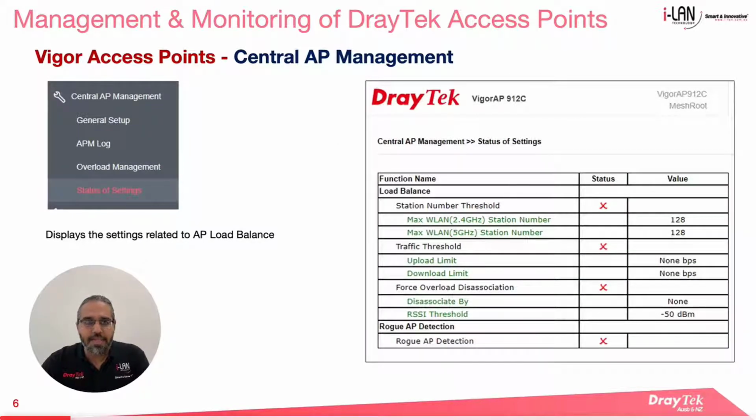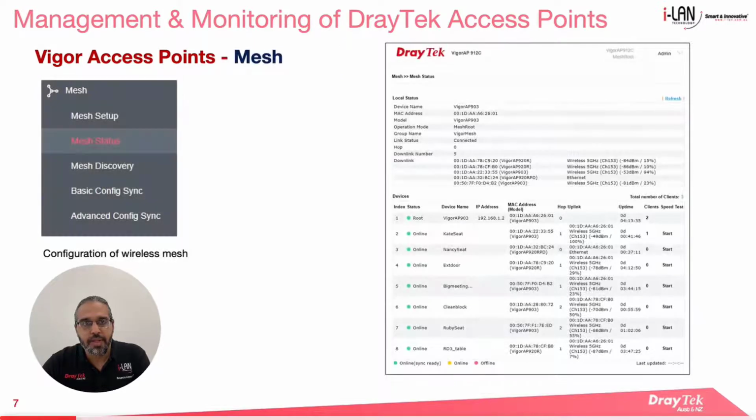The Status of Settings menu item within Central AP Management displays the settings related to AP load balance configured in the central AP management in Vigor routers. If you have a wireless mesh network setup, this page will allow you to configure the access point as either a mesh root or mesh node to provide Wi-Fi coverage over a large area using multiple access points. We'll go into a lot more detail on how this mesh function works and how to configure it in another webinar that's coming soon.